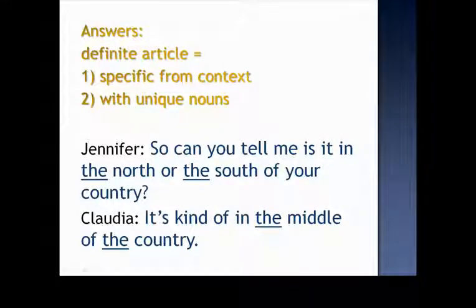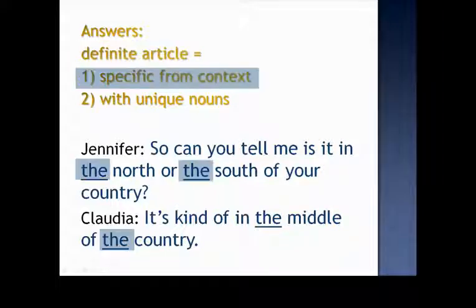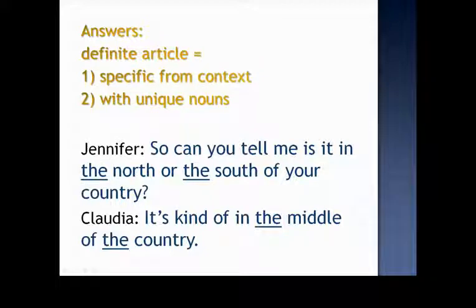2 states. You were correct if you predicted the use of the definite article on the first slide. The north, the south, the middle, the country. Both the listener and the speaker understood that they were talking about a specific country or a particular part or region of that country. Also, the middle is unique. There's only one place that can be called the middle.